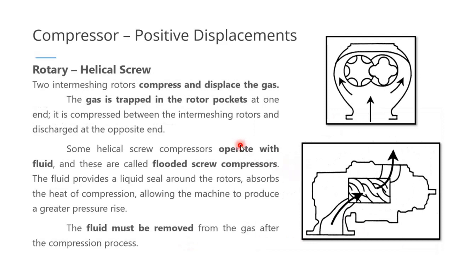Okay, meron namang modified na lobe, which is the helical screw. Ito meron kang male helical screw, tapos female. Two intermeshing rotors compress and displace the gas. The gas is trapped in the rotor pockets at one end. Matatrap mo yung air dito, then pwede mo siyang i-discharge. It is compressed between the intermeshing rotors and discharged at the opposite ends.